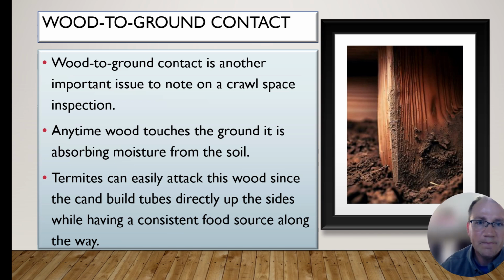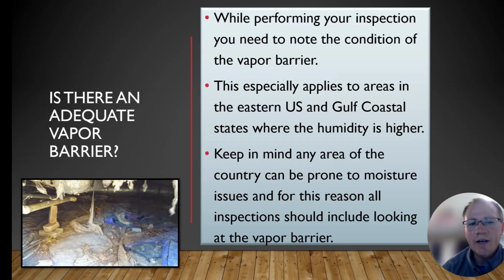coming up it. One of the other things you need to note when you're doing your inspection is the condition of the vapor barrier. That's why we titled this slide, Is There an Adequate Vapor Barrier? Now obviously when you're doing your inspections, you're going to look for things like a bunching up of the barrier itself. Maybe it's been pulled back in areas. It can have leaves on it, it can have soil, it can have debris. I mean, there's just 50 different things that can be wrong with a vapor barrier.